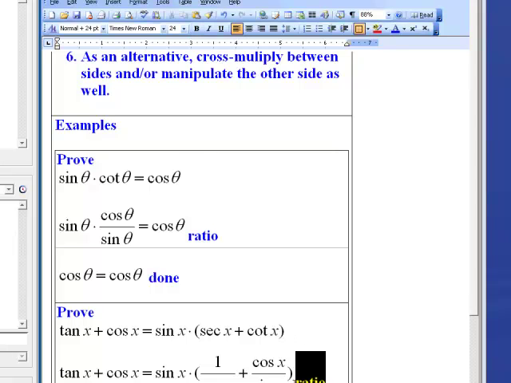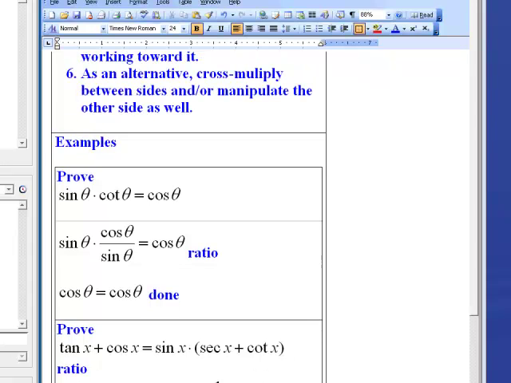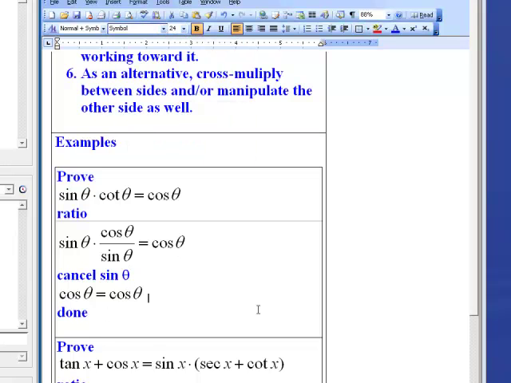Maybe I want to plug in the ratio identity over here. Distribute that. And maybe the done at the bottom here. And here, cancel. Cancel sine theta. There we go.